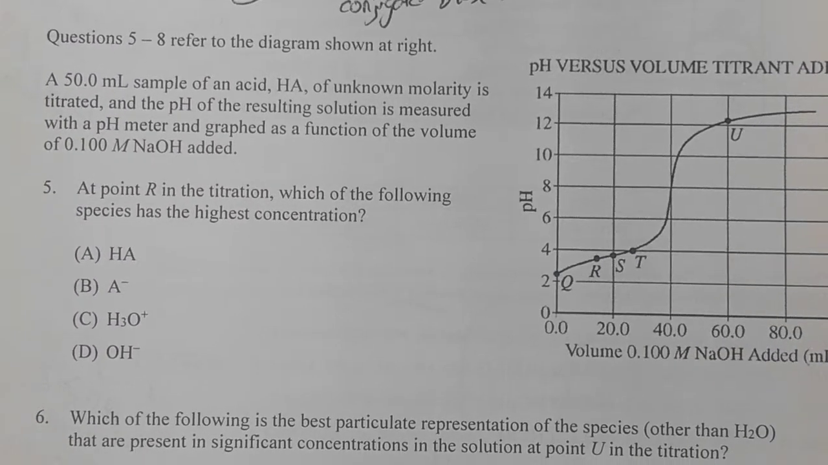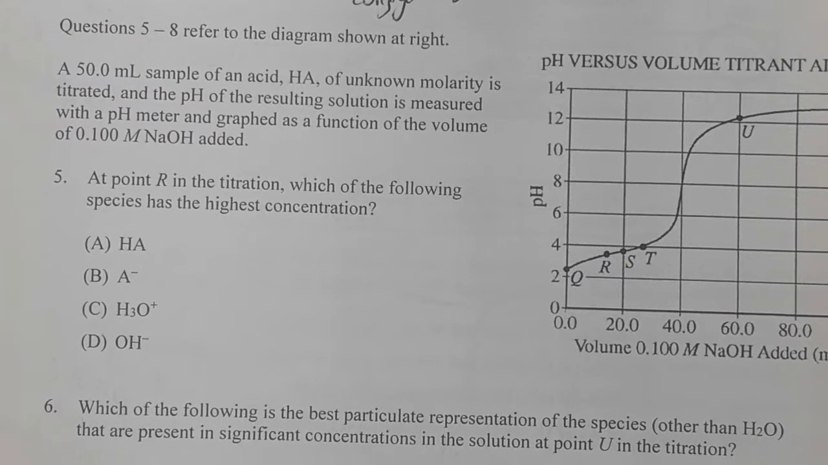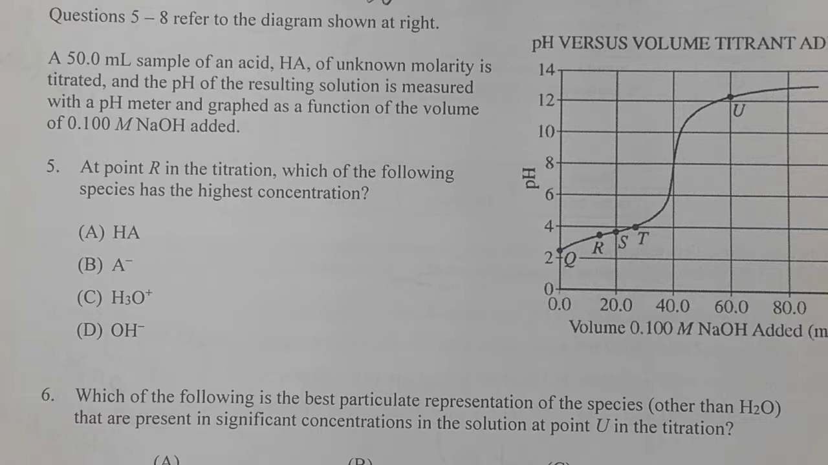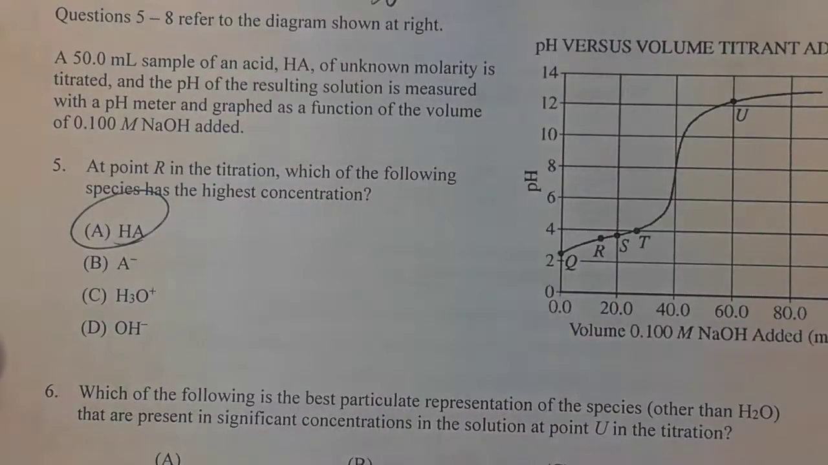Number 5. See, this is how you study them, because you can't just study one way. You have to think about what is another possibility. Okay. Number 5, what do we get? Okay, good. It's A. All right.